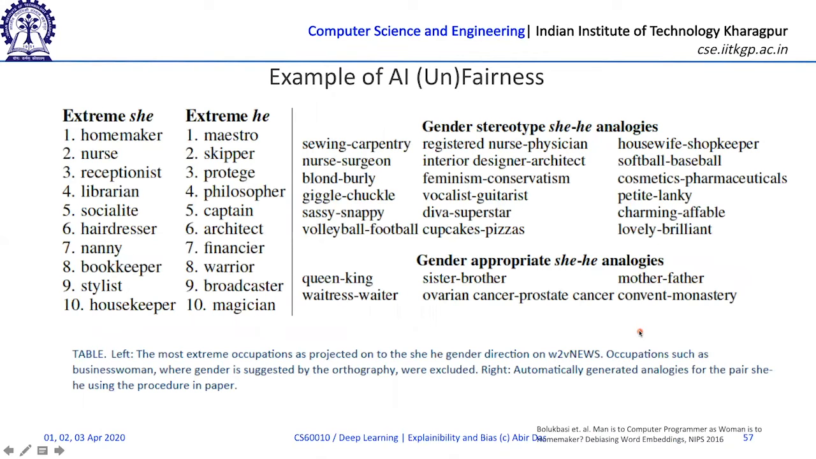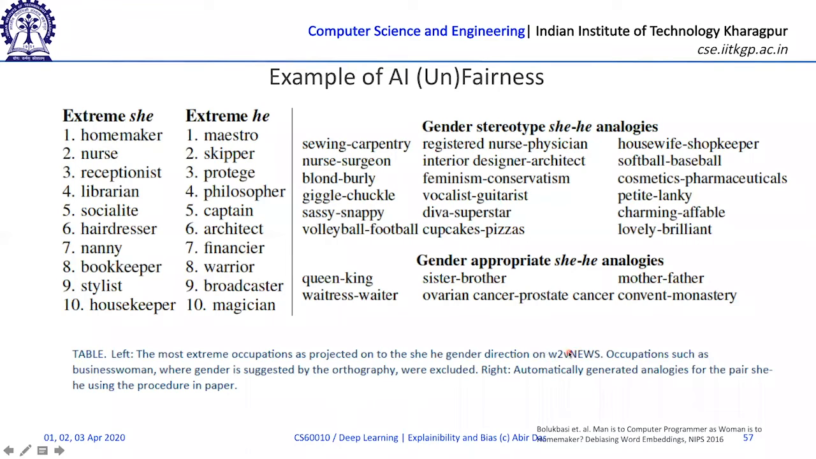There is one slide which I have taken from this paper. This is some analysis. They have some ways to mitigate the bias, but I will not go into this. Instead, I will focus on a computer vision algorithm from the next slide. But it is good to know about this unfairness in word embeddings. This left list lists all the occupations that are closest to she and to he. This word embedding has been trained on something called W2V news.